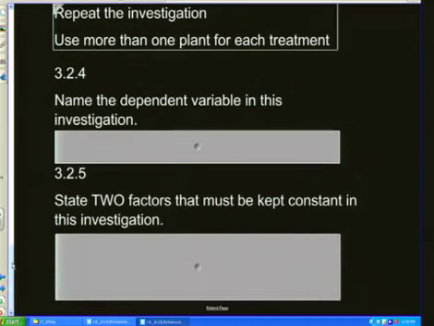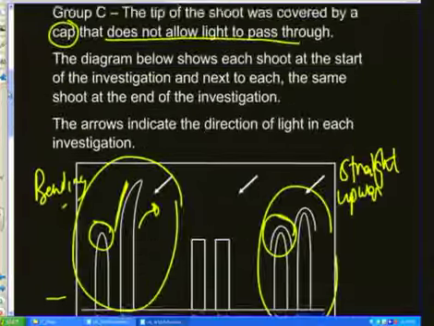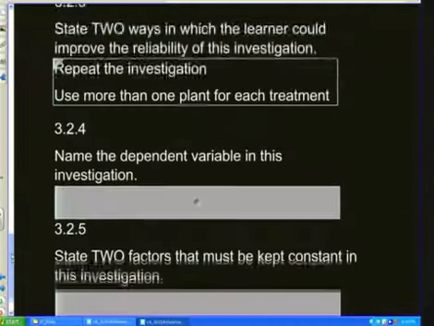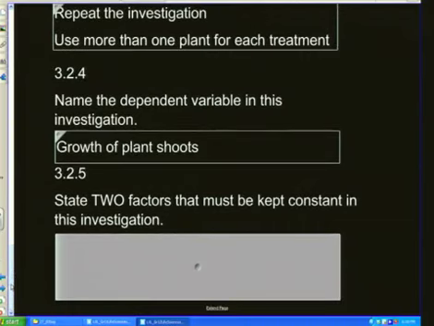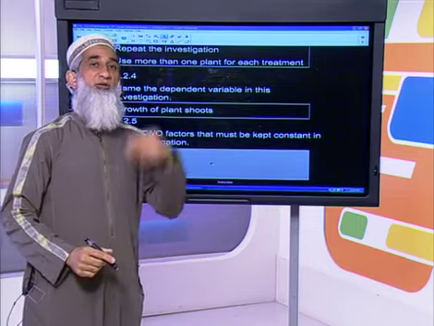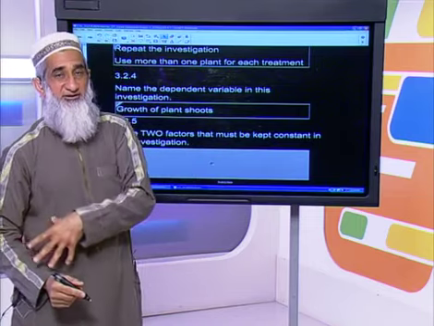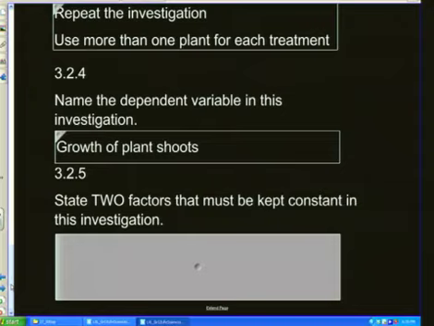Name the dependent variable in this investigation. I think it's plant growth. Plant growth is correct, yes. Growth of the plant shoots is correct, because that's the part we cannot control. We can only control whether we have the tip or whether we covered the tip, whether we are leaving the tip there, etc.